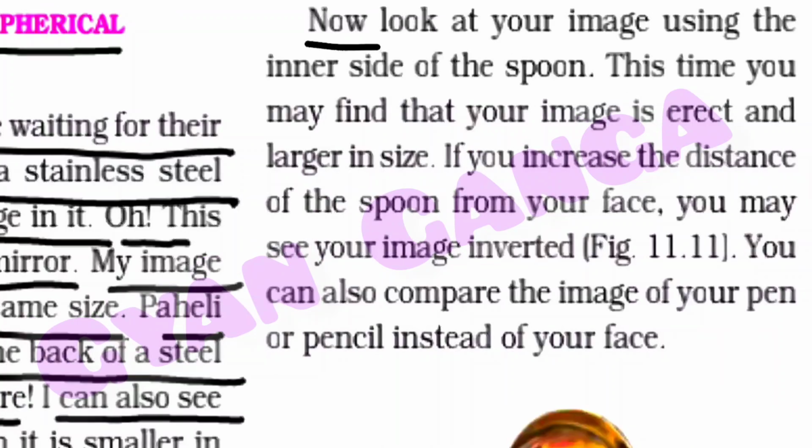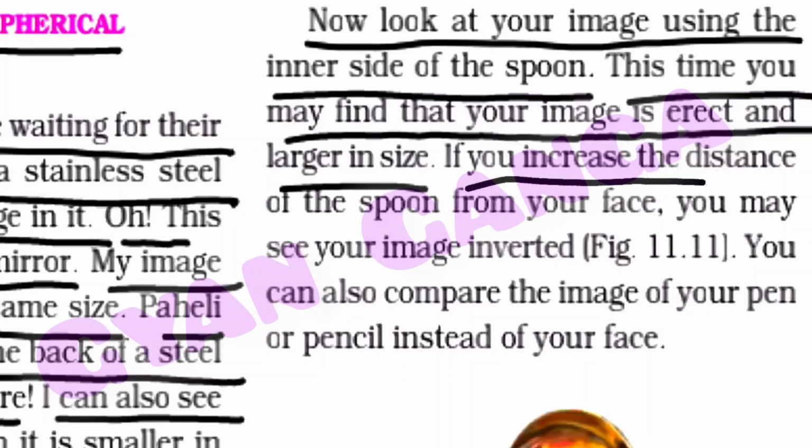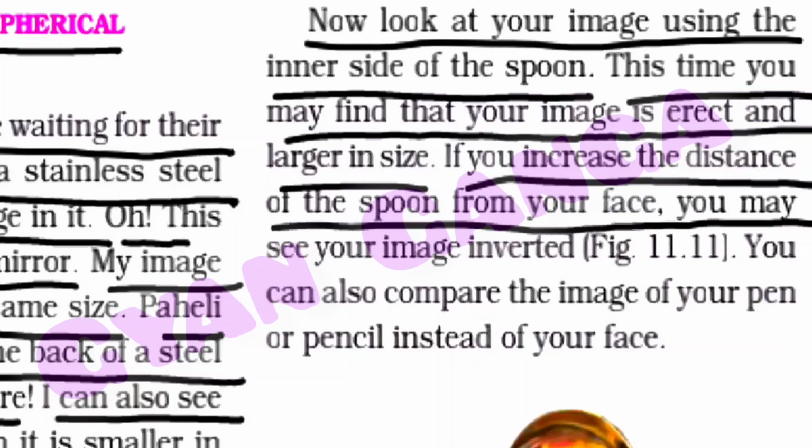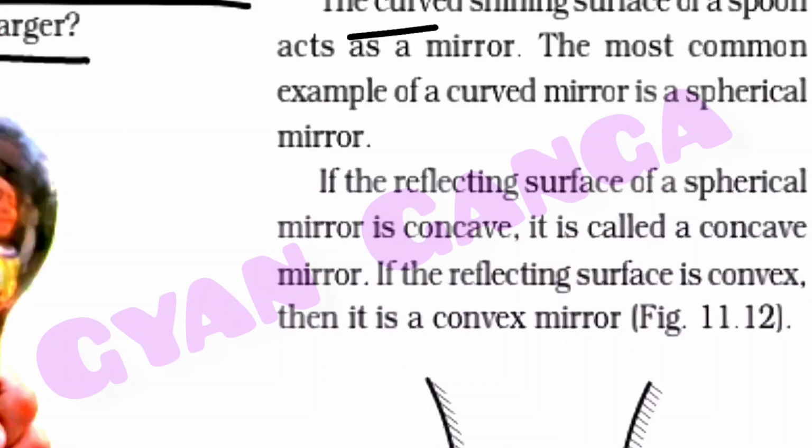Now look at your image using the inner side of the spoon. This time, you may find that your image is erect and large in size. If you increase the distance of the spoon from your face, you may see your image inverted. You can also compare the image of your pen or pencil instead of your face. The curved shining surface of a spoon acts as a mirror.